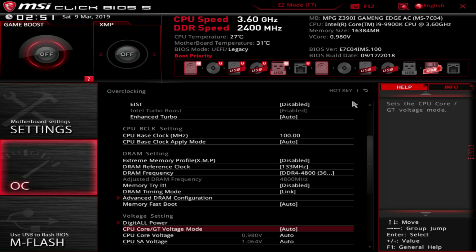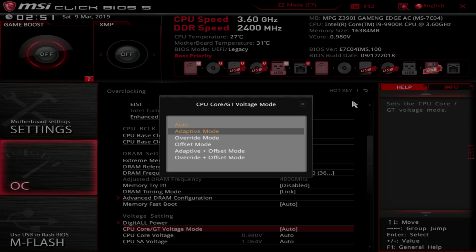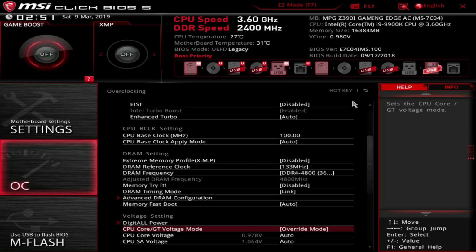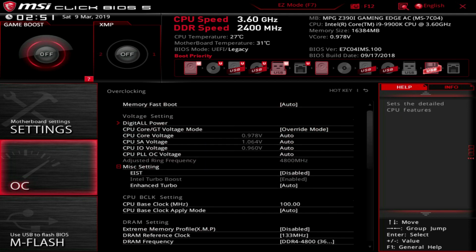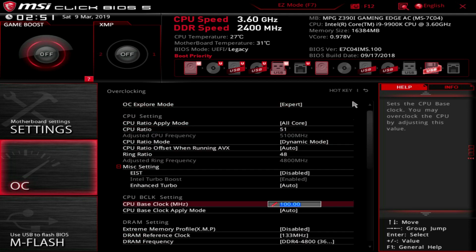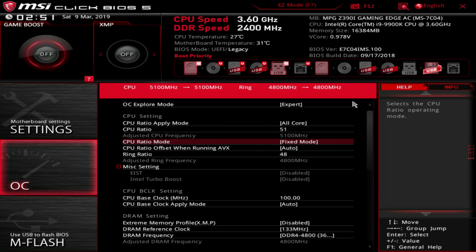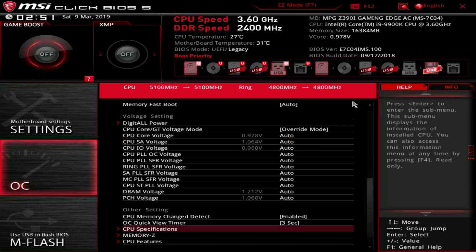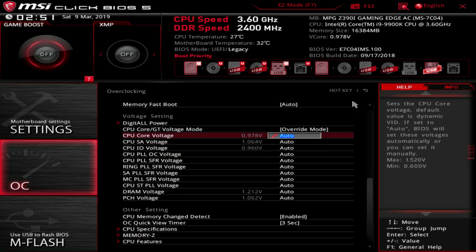So next we get CPU core and iGPU voltage mode. There's adaptive mode, override mode, offset mode, adaptive plus offset, and override plus offset. I use override mode for the same reason that I have a fixed CPU ratio. Wait, that's dynamic. There. Fixed. Literally. So that's kind of that.